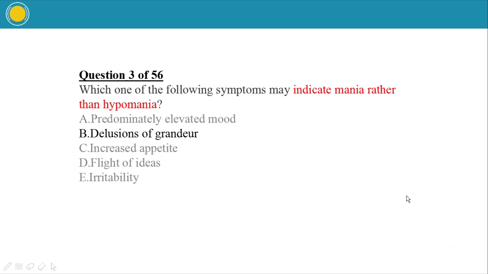Okay. Question number three. Which of the following symptoms may indicate mania rather than hypomania? Okay. This is asking us to make differentiation between mania and hypomania. Choice A, predominantly elevated mood, B, delusions of grandeur, C, increased appetite, D, flight of ideas, E, irritability.